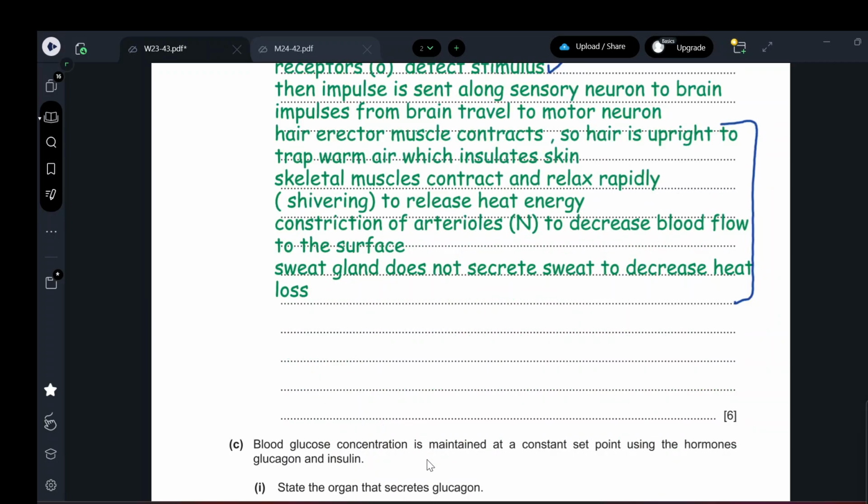Blood glucose concentration is maintained at a constant set point using the hormones glucagon and insulin. What is the organ that secretes glucagon and insulin? It's the same organ.